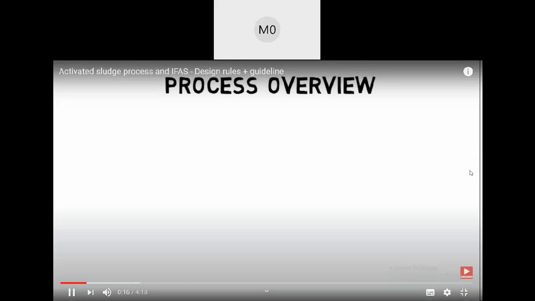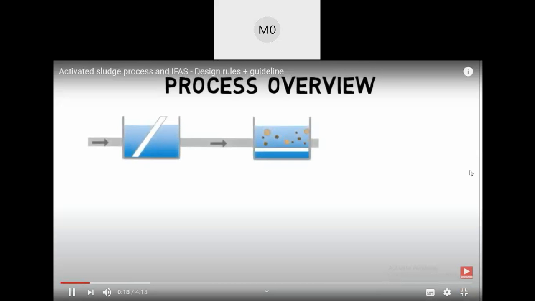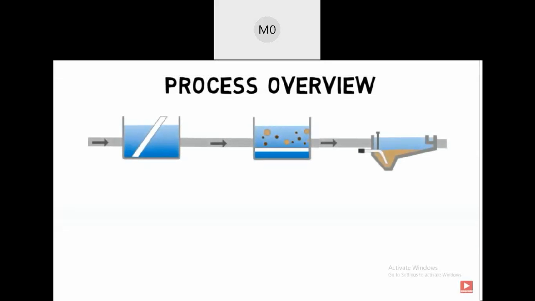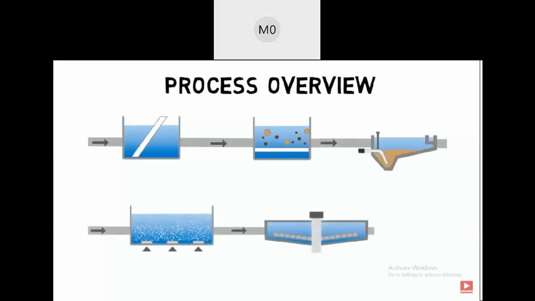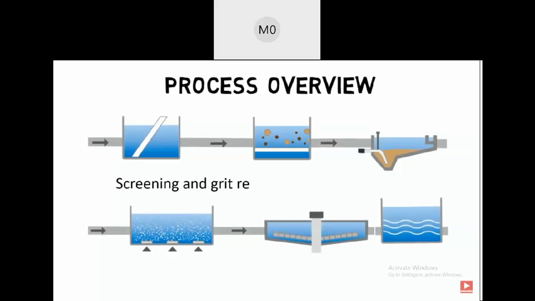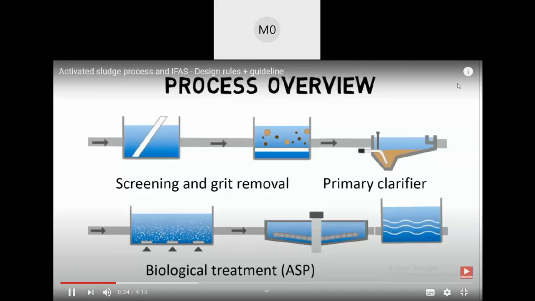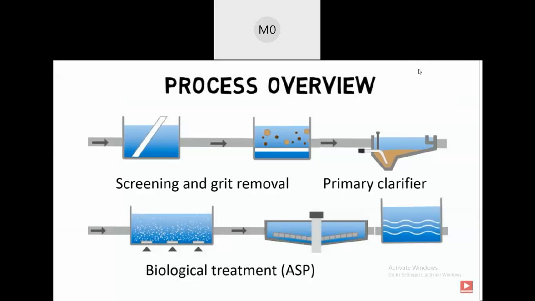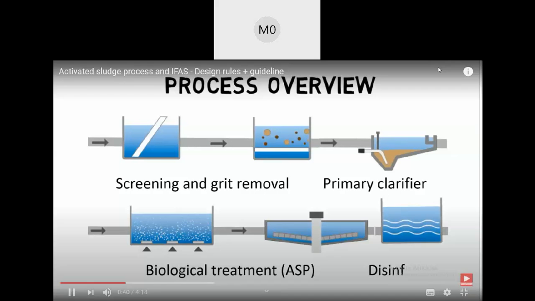Activated sludge is worldwide the most used suspended growth process in wastewater treatment. The treatment process can include different steps, but most commonly are screening and grit removal to filter out debris, primary clarifier for particle sedimentation, biological treatment with activated sludge consisting of an aeration basin, secondary clarifier, cycle stream, disinfection for final removal of germs and bacteria.